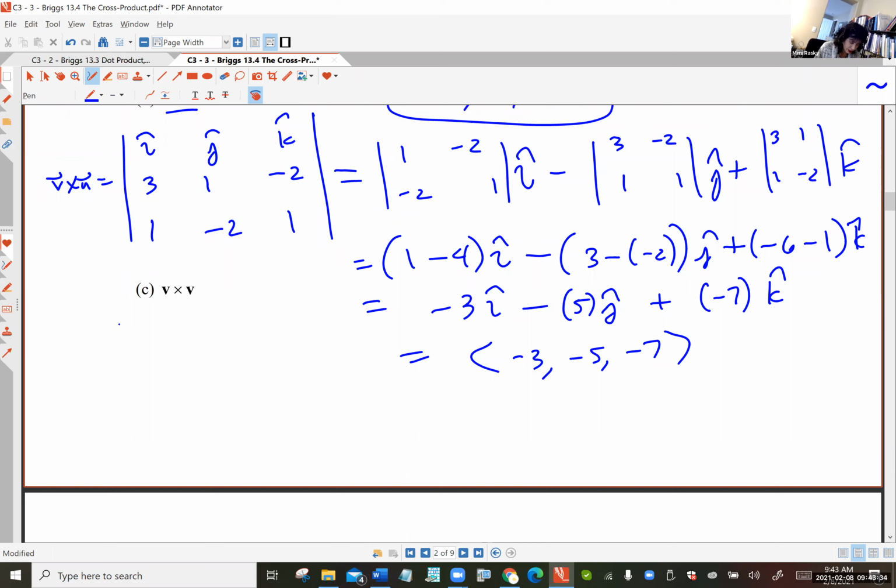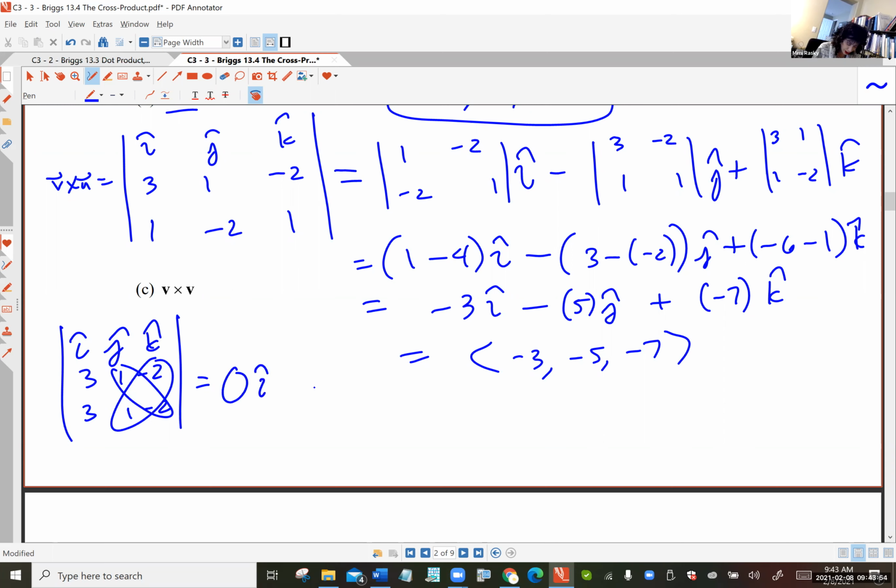Now, what happens if you take a cross product of a vector with itself? That's possible. Just do the 3x3 determinant setup here. You're going to get 1 times -2 minus 1 times -2, so that's going to be 0 i hat, minus 3 times -2 minus 3 times -2, 0 j hat, plus 3 times 1 minus 3 times 1. Normally I want you to put the intermediate steps, but I'm in a hurry. Oh my God, I don't get 0. I get the 0 vector.